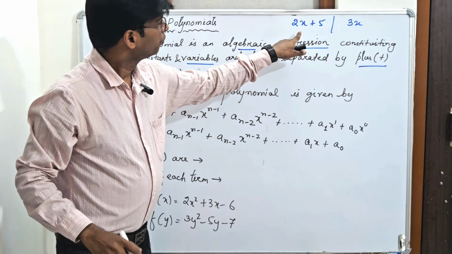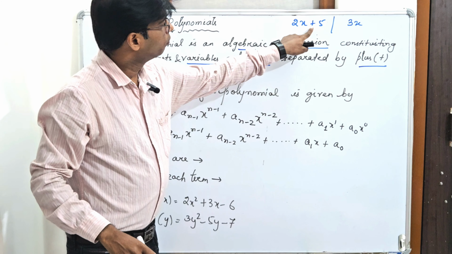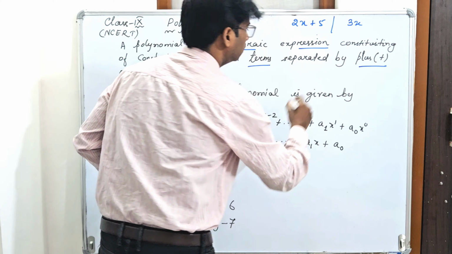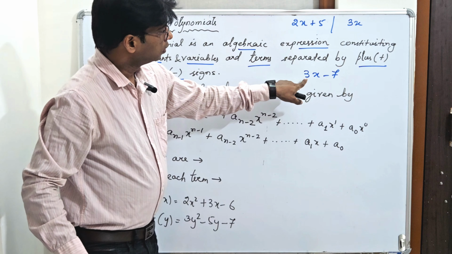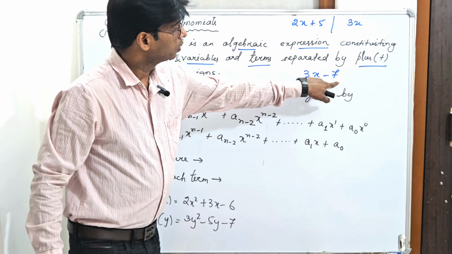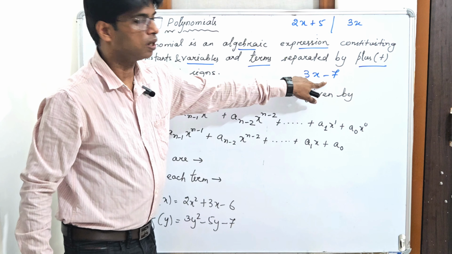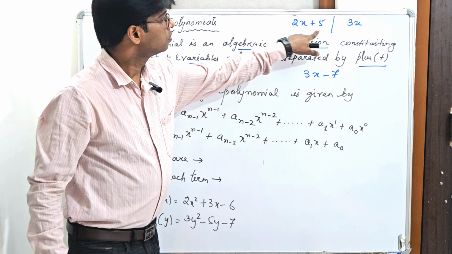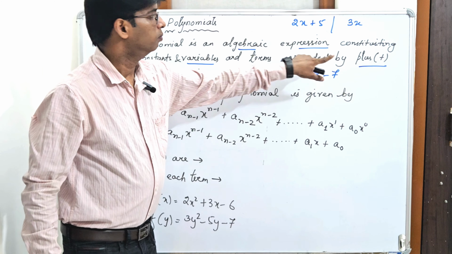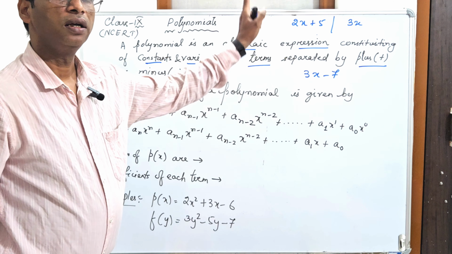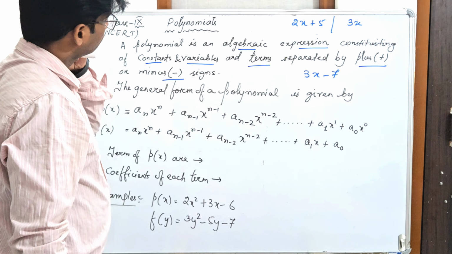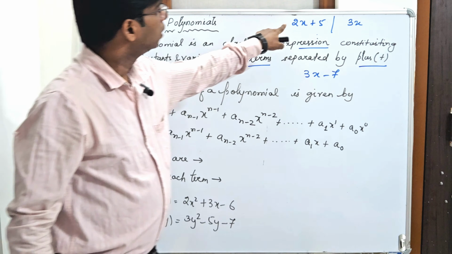That means here 2 into x, 2x plus 5, or if I write 3x minus 7, I can see here 3 into x, 3x minus 7. So there are 2 terms and they are separated by what? Minus sign. Here 2 terms are separated by a plus sign, but here it is a single term, so it is written as what? Product of a constant and a variable. So in many ways we can write a polynomial.